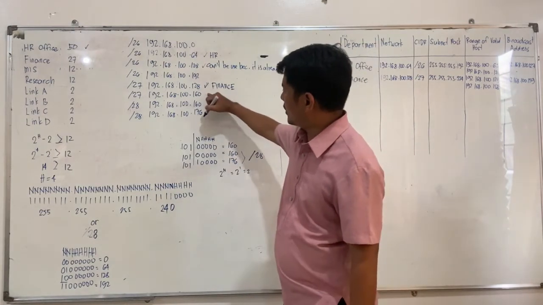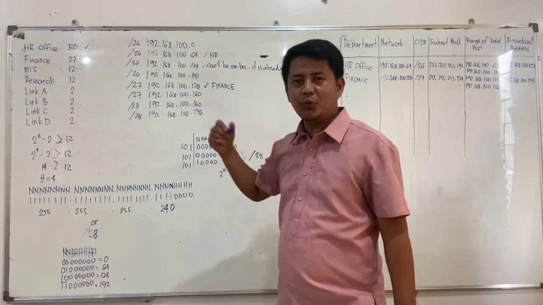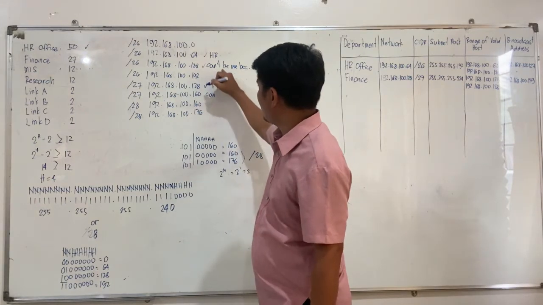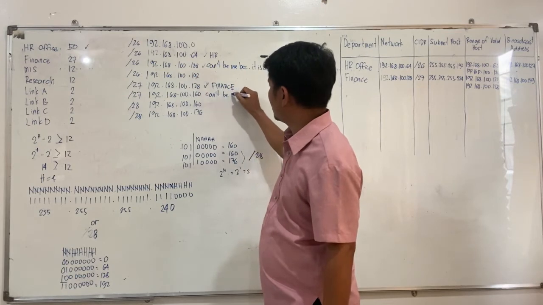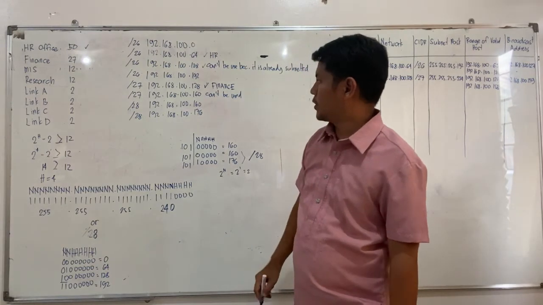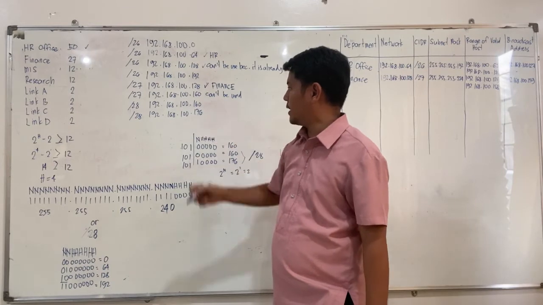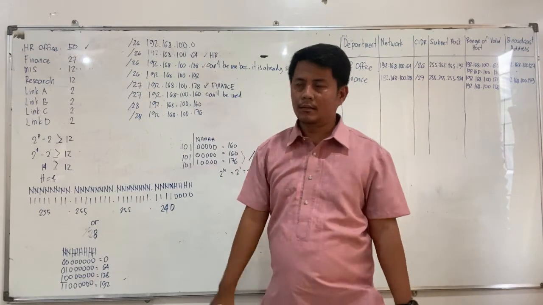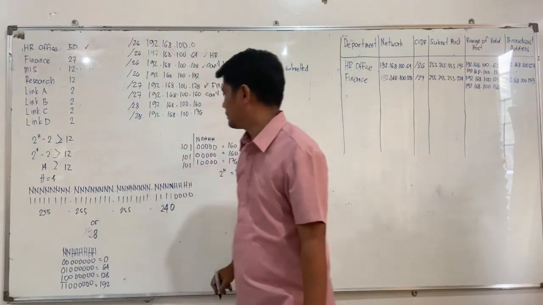For that, 160/27 cannot be used anymore because it is already subnetted. The same with 128/26, it cannot be used. So we can only use the 160 and the 176 for our MIS and research departments. Let's concentrate on our MIS first.